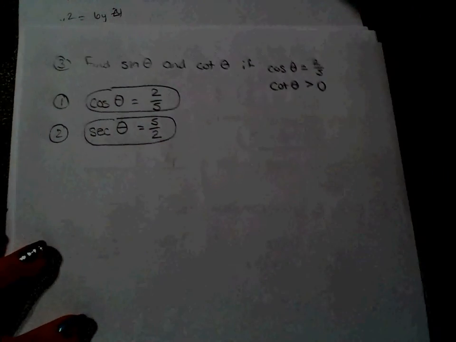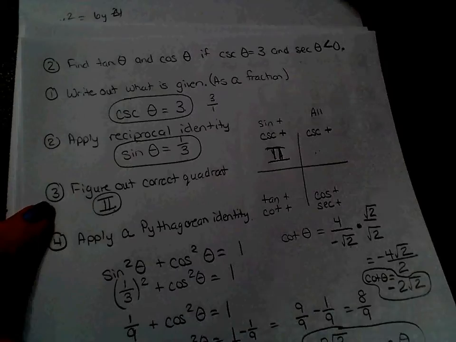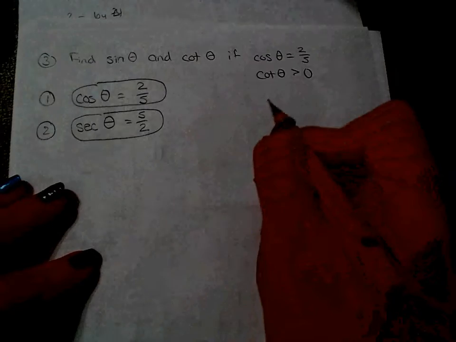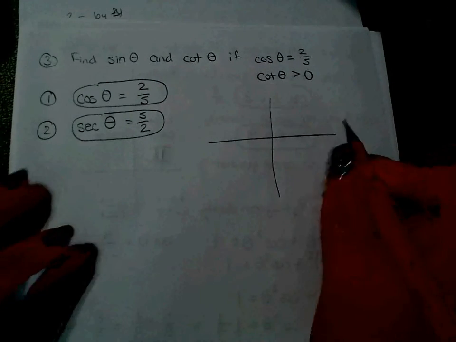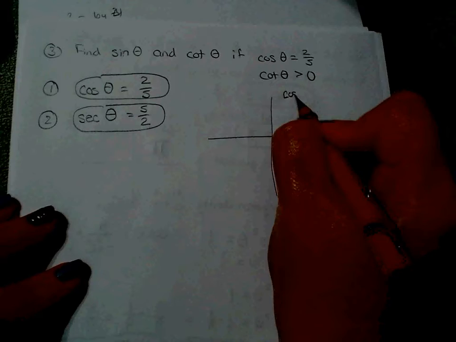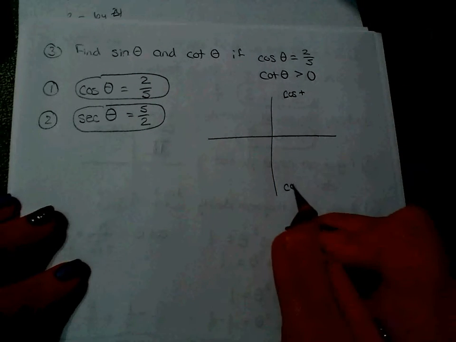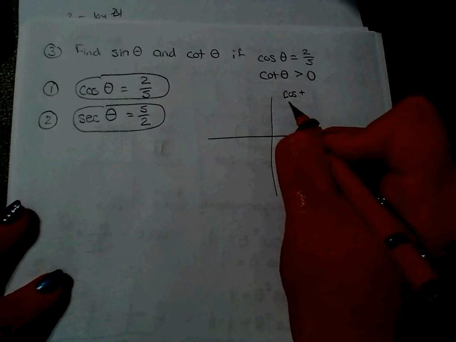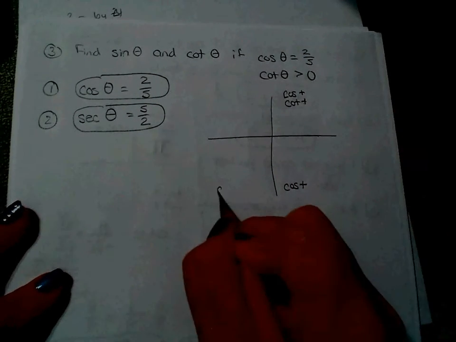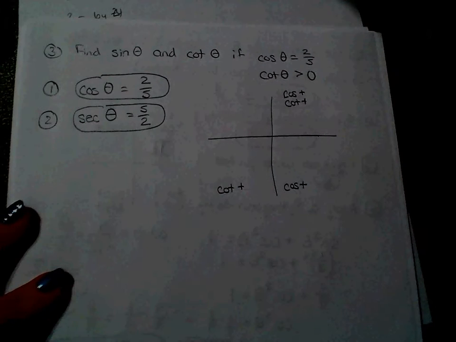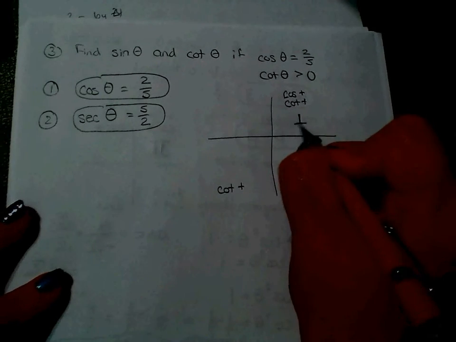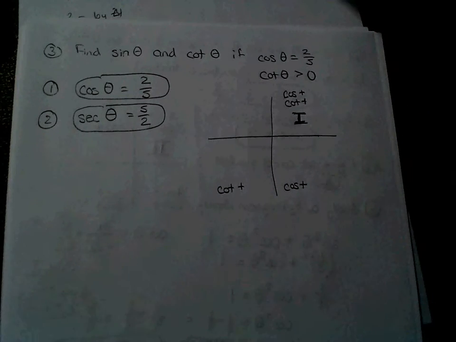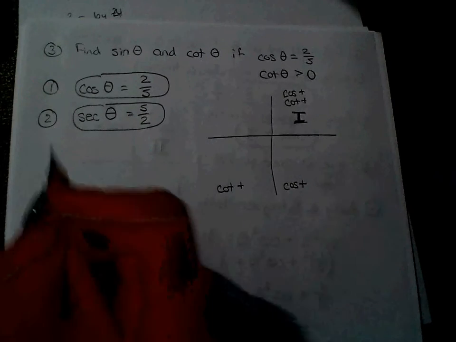Okay. Step number 3 was figure out the correct quadrant so that we can get the signs right on all the others. So cosine is positive, so that means it's either going to be in the first quadrant or the fourth quadrant, because cosine is the x and the x is positive here. Cotangent is positive in the first quadrant and in the third quadrant. So the only place where both of these happen is in quadrant 1. In quadrant 1, everything is positive. So all of my answers, I'm going to choose the positive one. Okay, that was step 3.